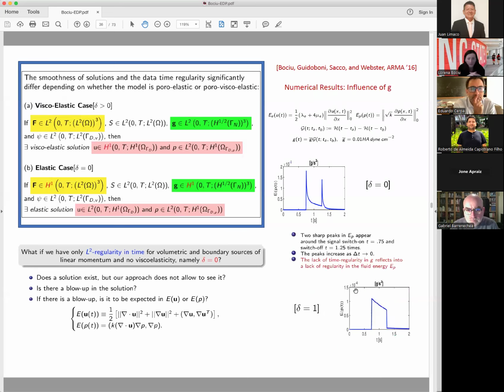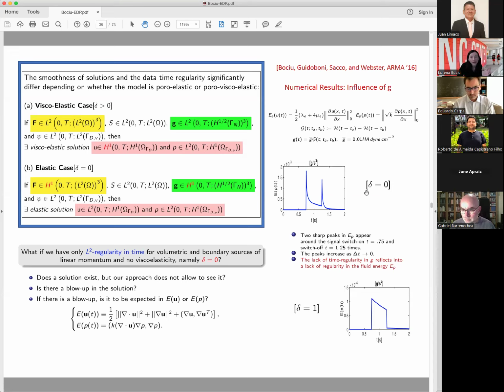So we did some numerical computations with respect to all sources, but I focus here just on the boundary one, on G, right? So just very easy, think about taking a step source, right? So it's not continuous in time, so it's not H1 in time. So take a step source, 0, 1, 0. And what happens is you see two peaks that show up in the fluid energy exactly at the times of discontinuity in the source. Okay, and these two peaks increase as you let delta t go to 0.